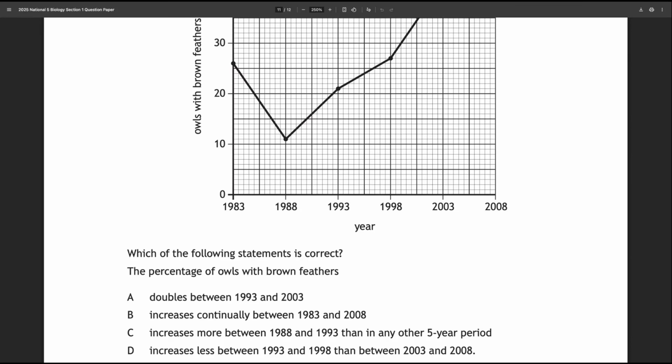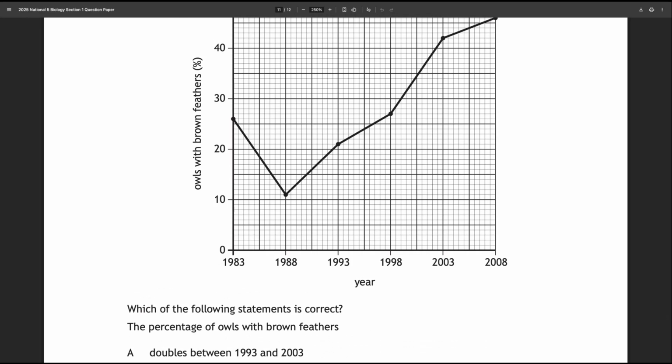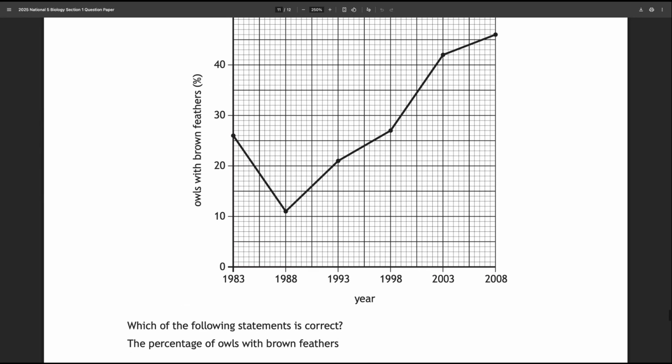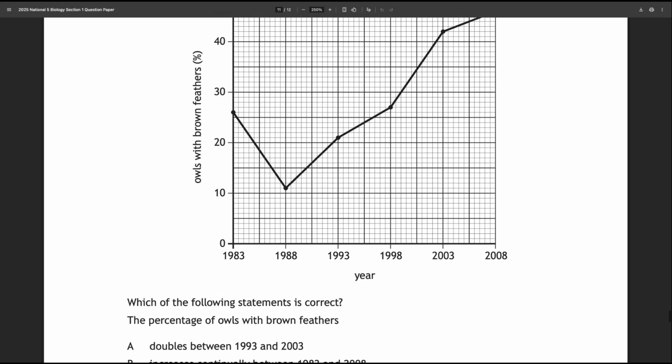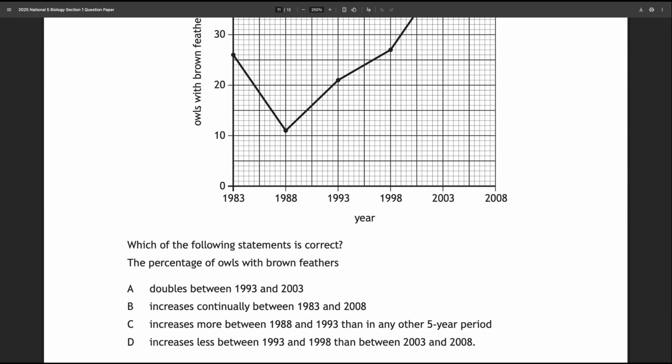Does it increase more between 88 and 93 than any other 5-year period? If we look at 88 to 93, just from the naked eye, we can see the gradient here is not as steep as the gradient between 1998 and 2003. I would always double check that by actually counting the difference and making sure that 98 to 2003 is a greater increase, but it is in this case. As I say, looking at the gradients is a quick way of making sure of that.